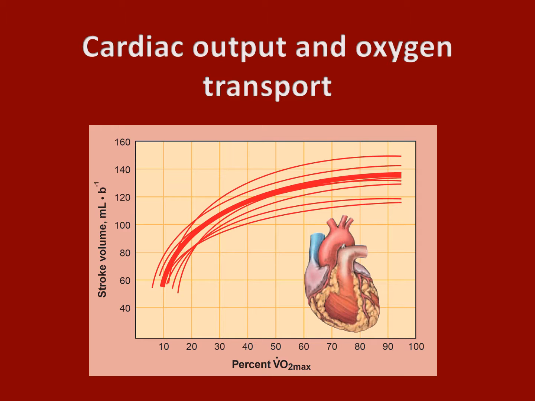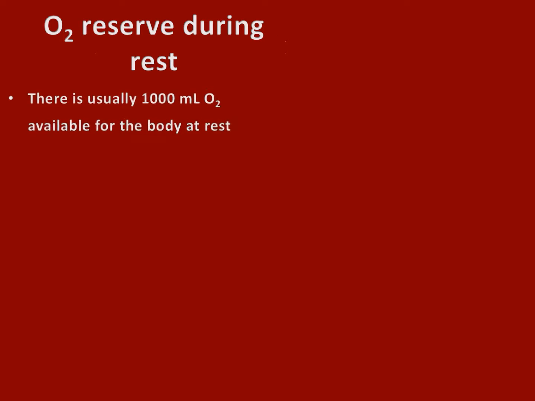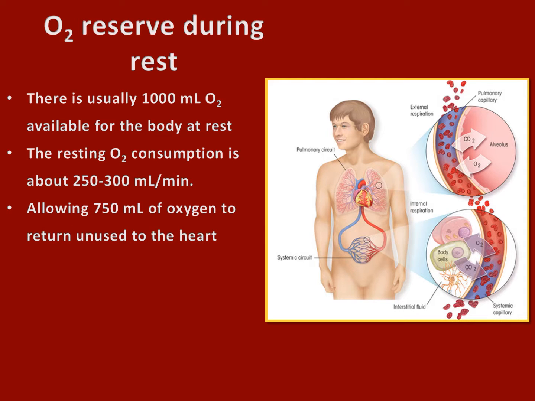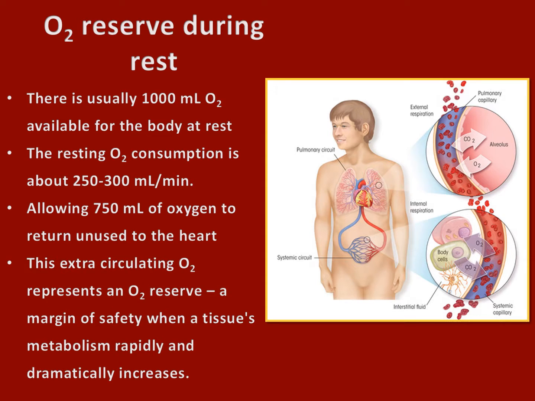Cardiac output and oxygen transport. There must always be a reserve of oxygen during rest. There are about 1 liter of oxygen available to the body at rest. The resting oxygen consumption is only about 250 to 300 milliliters per minute. Thus, there is 750 milliliters of oxygen excess that is not used and is transported back to the heart. When you start quickly with exercise, this 750 milliliters can be used when metabolism increases dramatically at the beginning of exercise.